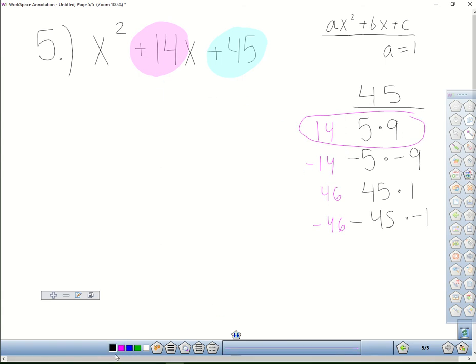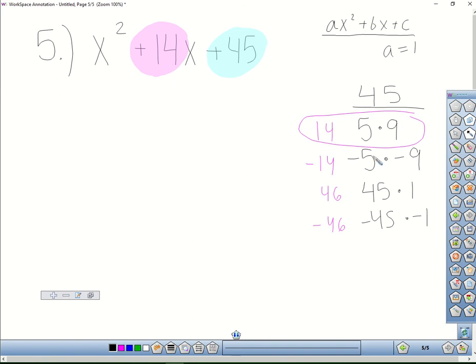Wait, how is that negative 46? Don't be negative 45. 45. No, you're adding them together, not multiplying them. Yep, you have to multiply them together to get to 45, but then you add them together to get this number. It's kind of weird, but that's how you do it.